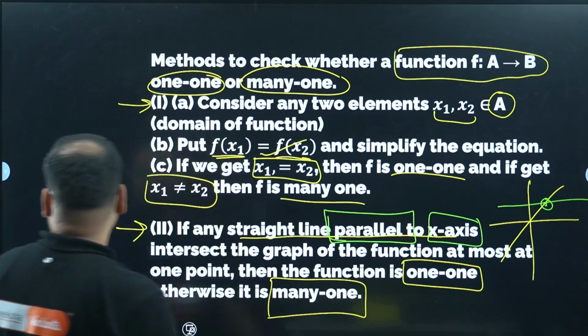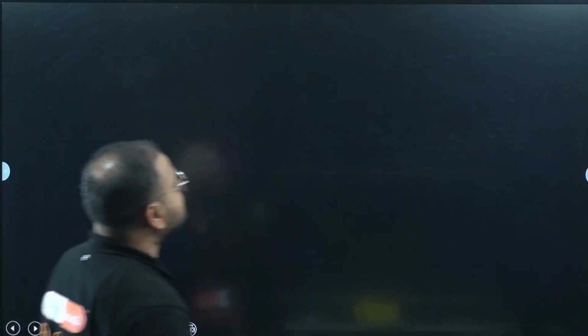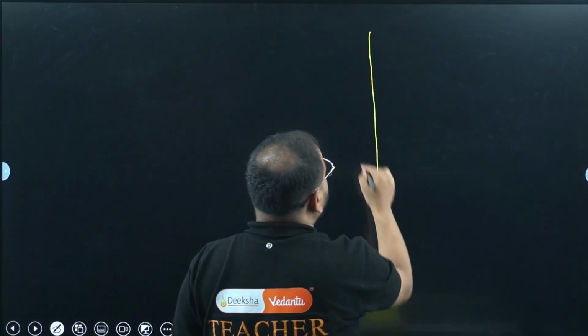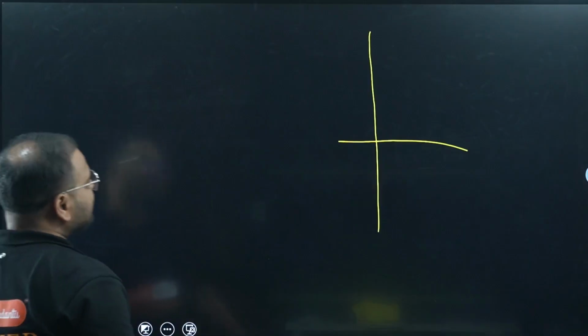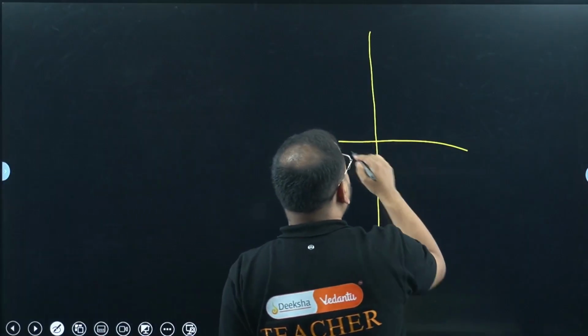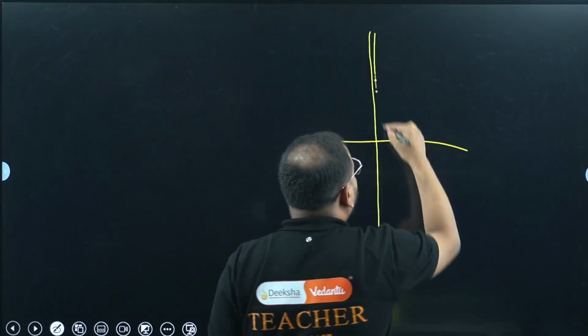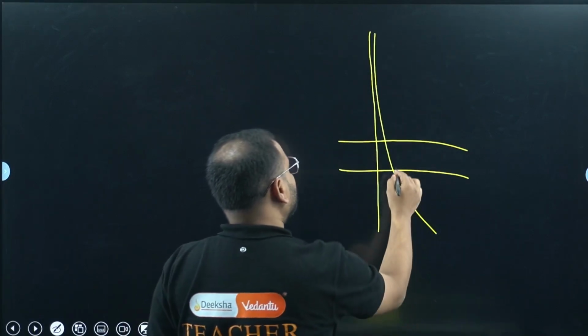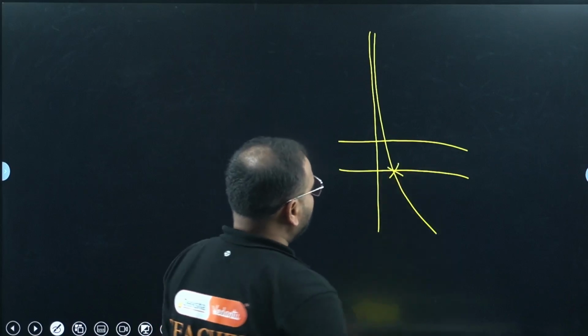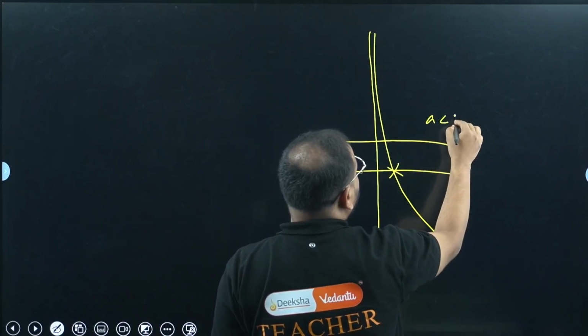Can we take some examples, sir? Okay, we can take some examples. So we took the linear function. Let's take some exponential or logarithmic function. If I draw a line parallel to the x-axis, it cuts at one point. So 1-1. This is the logarithmic function for a between 0 and 1.